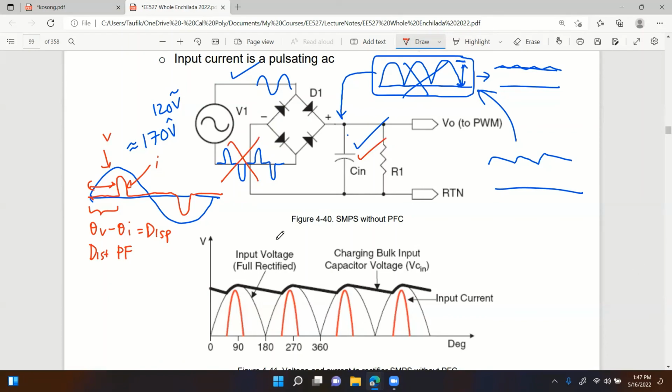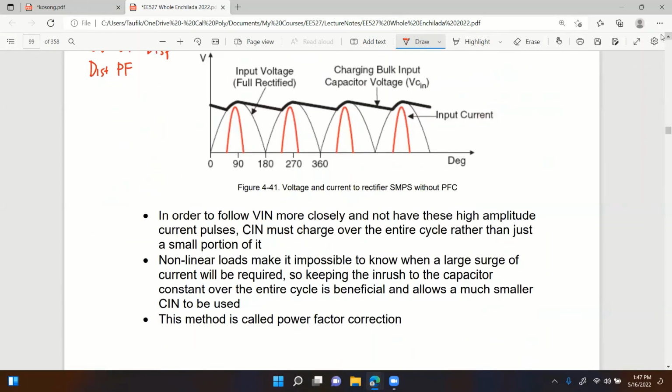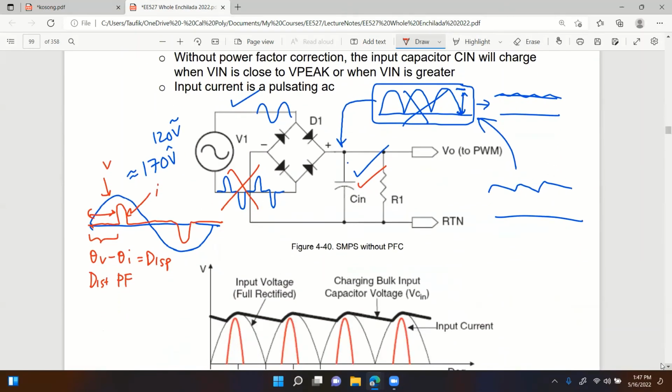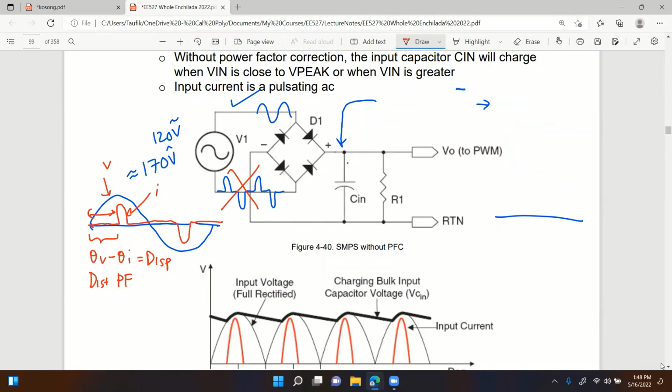Now, why does the input current look like this? That could be explained from this picture right here. Let me erase first. The reason being the capacitor holds some charge. As soon as you put in a capacitor, of course the capacitor holds charge, so this node cannot go to zero anymore, because the capacitor would hold that charge. Therefore, that node now would have some minimum voltage.